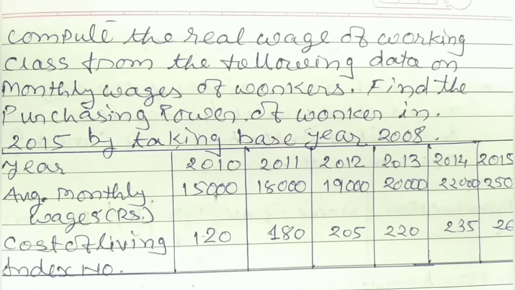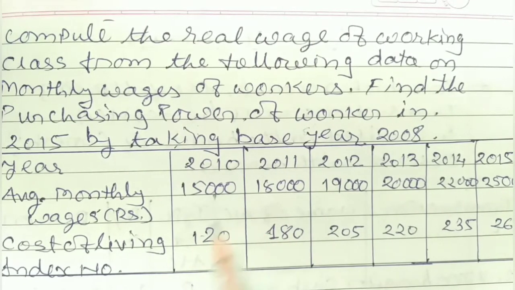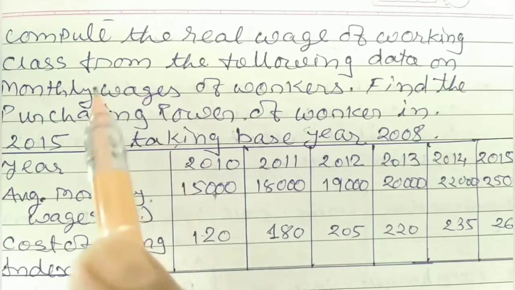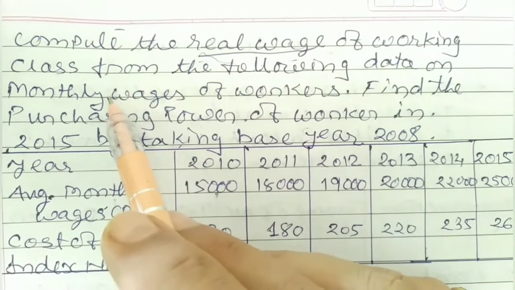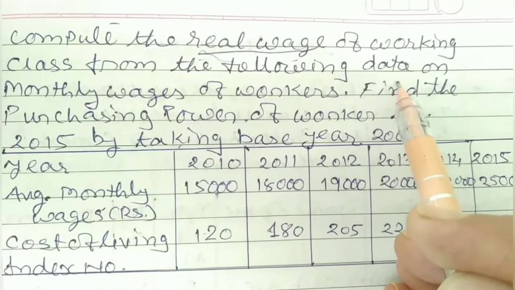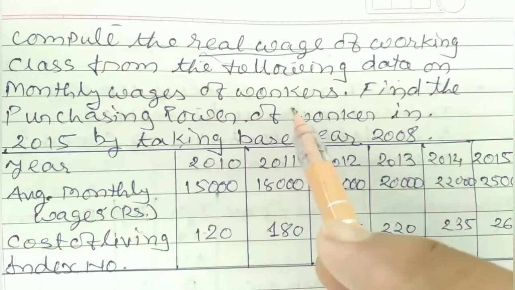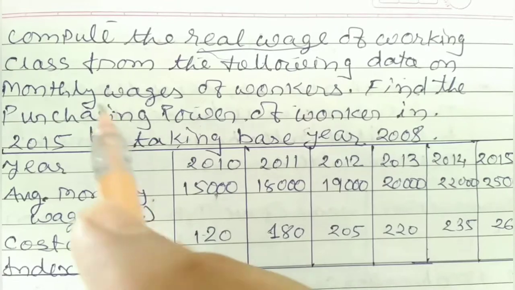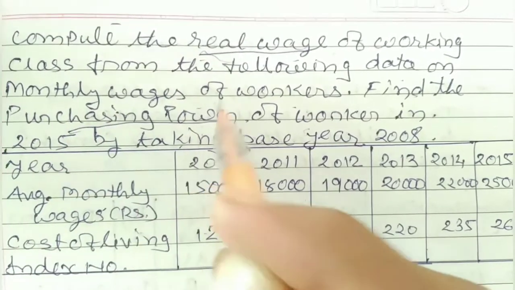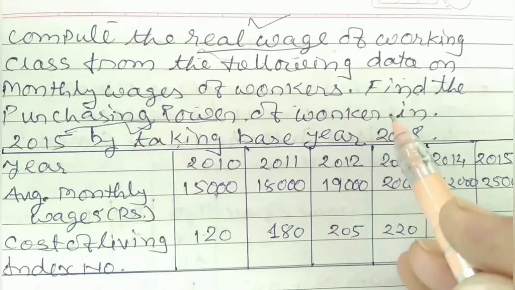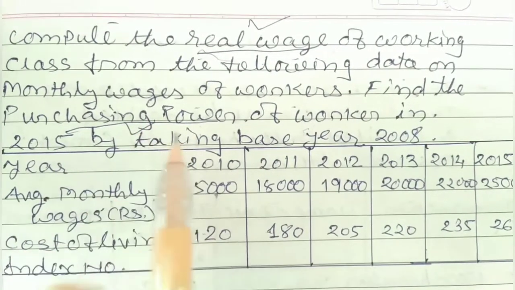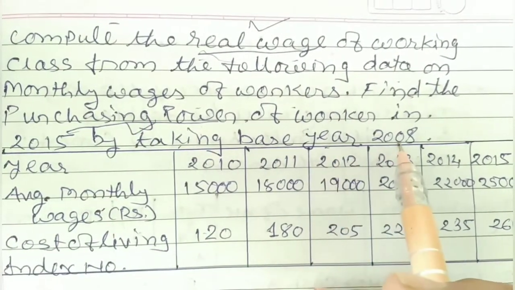Now students, this is the most important question. The calculation is so simple. What have they asked? Compute the real wage of the working class from the following data on monthly wages of workers. Find the purchasing power too. That means they have asked to find out the real wage and at the same time the purchasing power of the worker in 2015, by taking base year 2008.